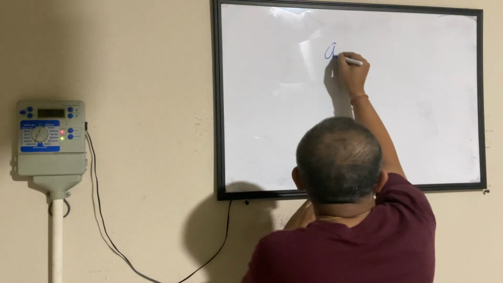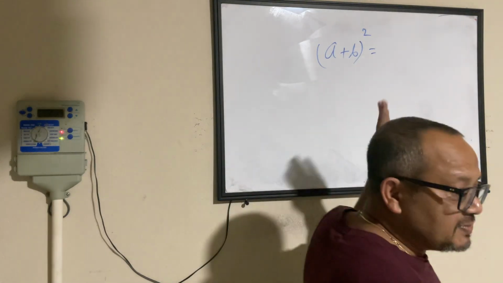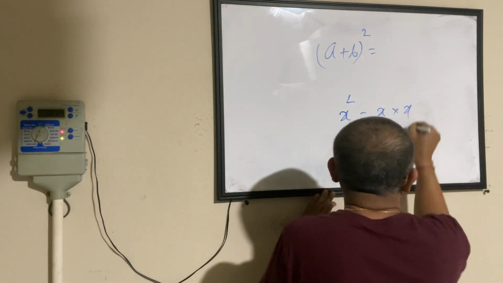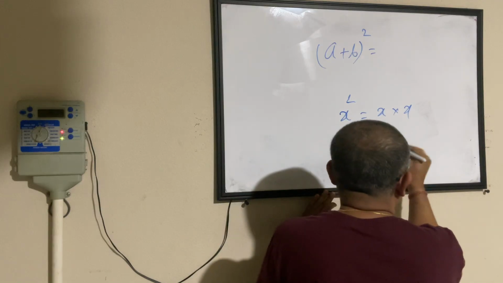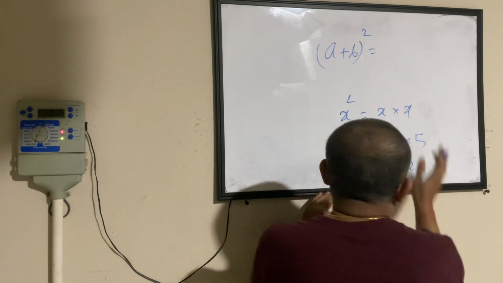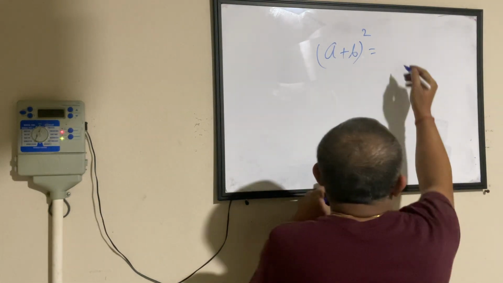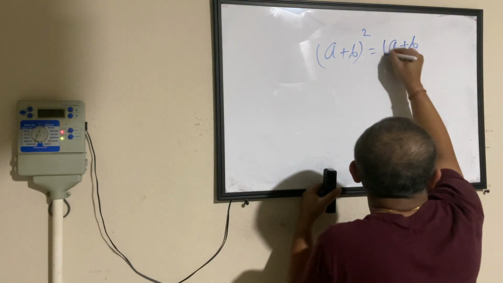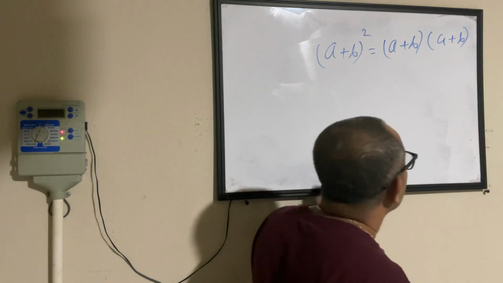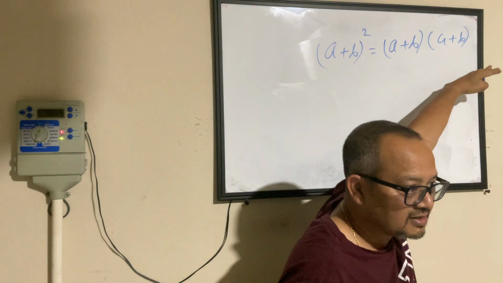Keep quiet. (a plus b) whole square. What is (a plus b) whole square? If we say x square, what does it mean? x into x. If I say 5 square, it is 5 into 5. 2 square is 2 into 2. (a plus b) whole square is nothing but (a plus b) into (a plus b). Now when I'm saying it, don't keep saying it with me in parallel because that disturbs. (a plus b) whole square is (a plus b) into (a plus b). As simple as that.